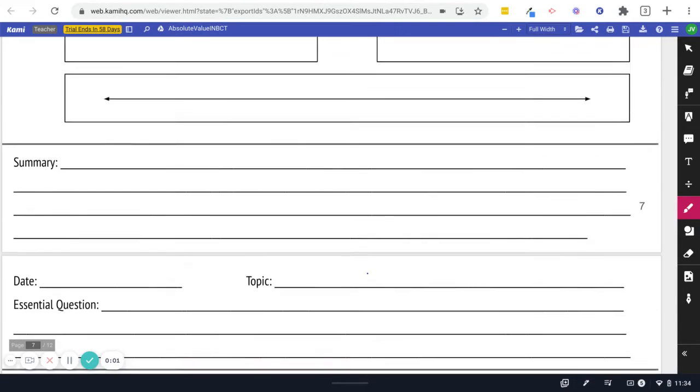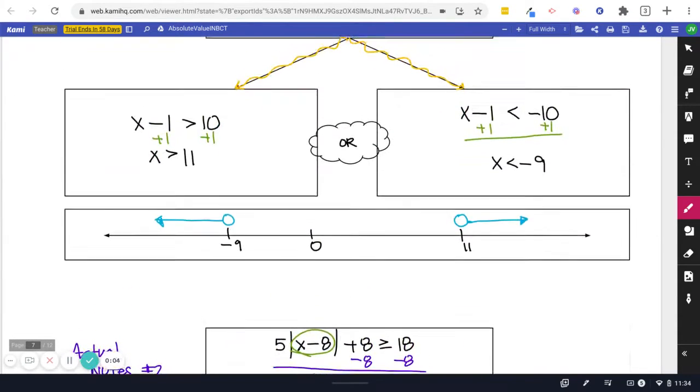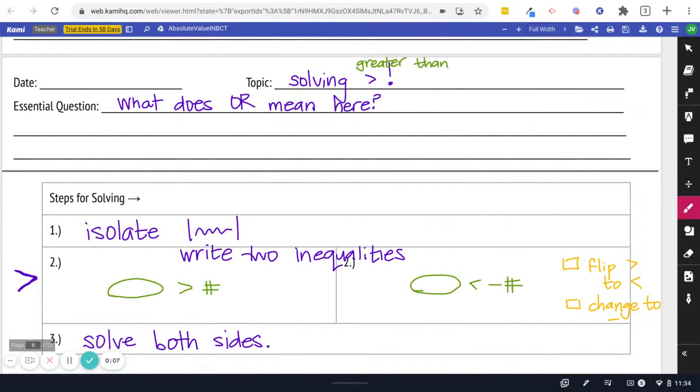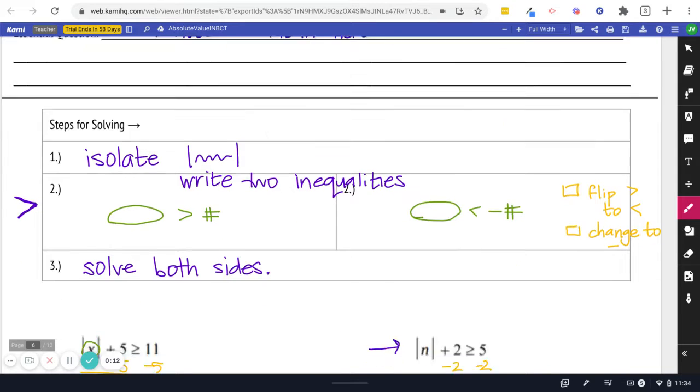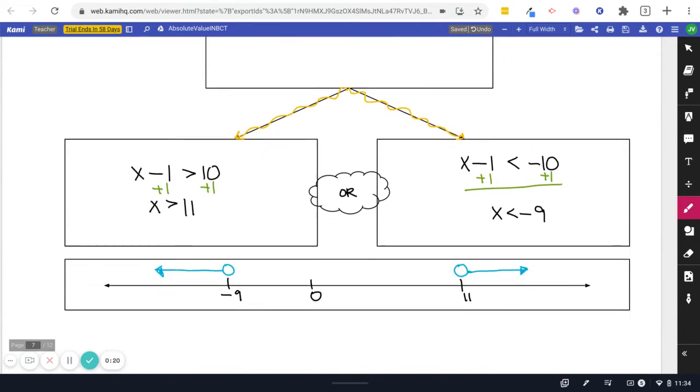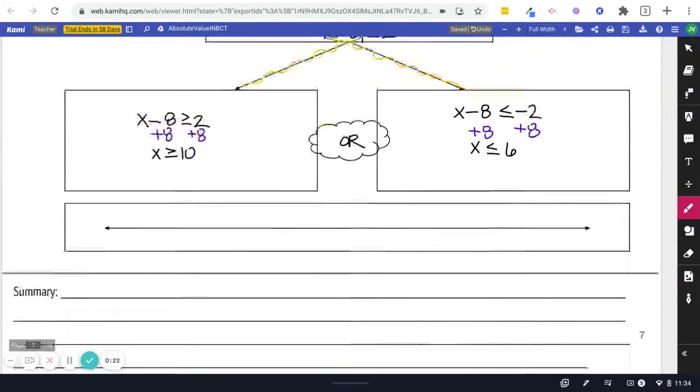So when we did this yesterday, look at those sweet, sweet examples. What a good time. We were talking about greater than, right? And we were asking about what the word or meant. And now we are all going to open to page 8 of our note packet.